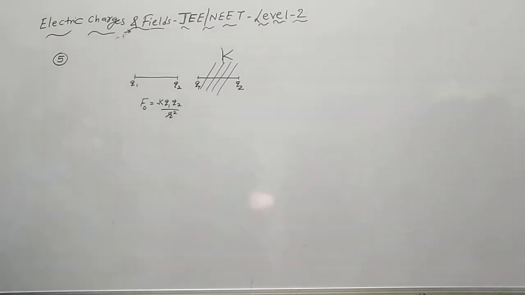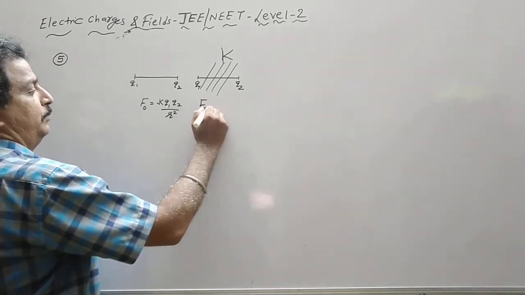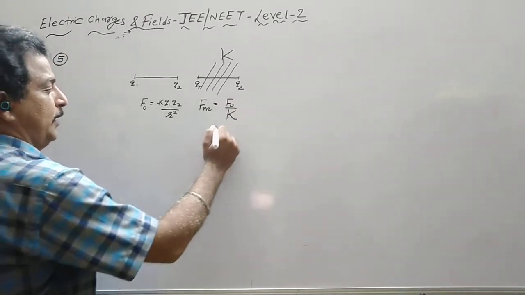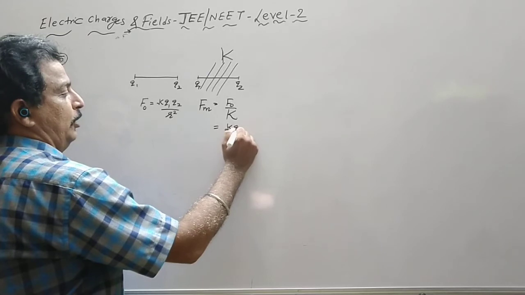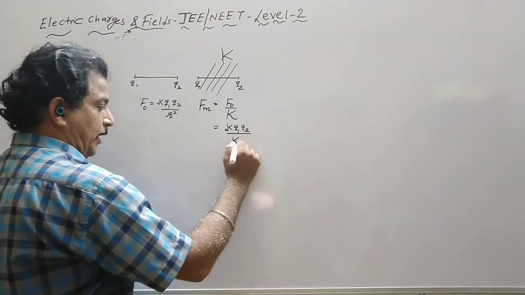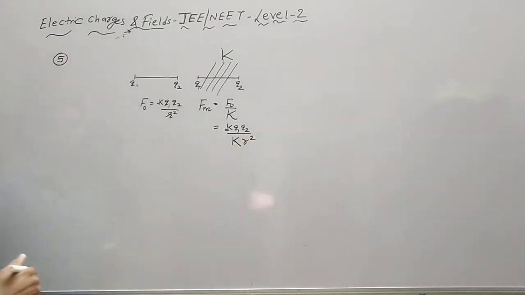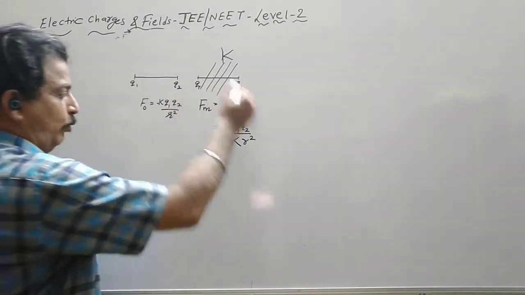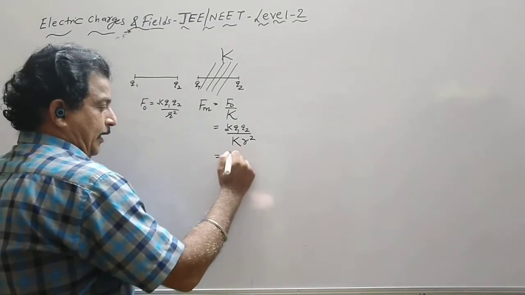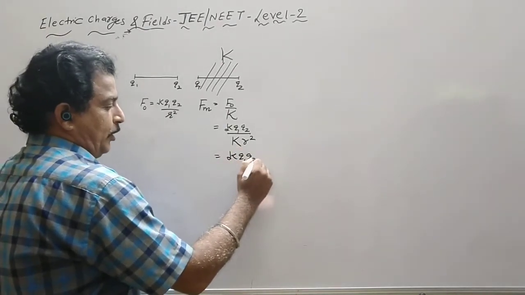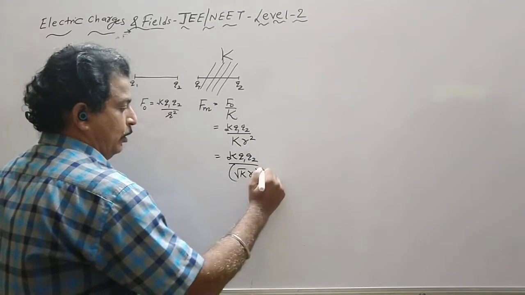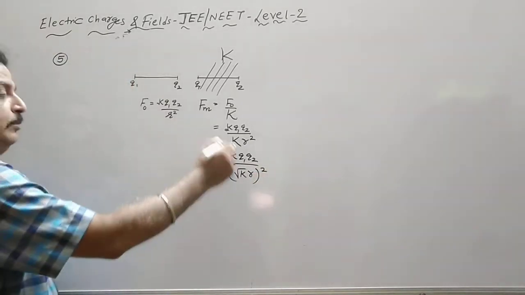1 upon K times. So force in medium is equal to F naught by K. So this can be written as K Q1 Q2 upon capital K R square. This we have already studied in Coulomb's law. So I can also write this as Coulomb's constant K Q1 Q2 under root K R whole square. So this equation can be written like this.